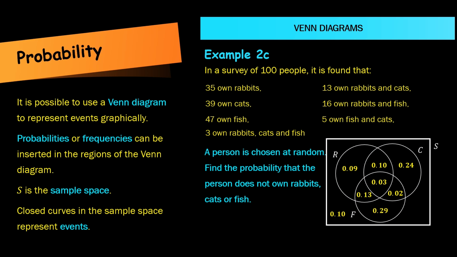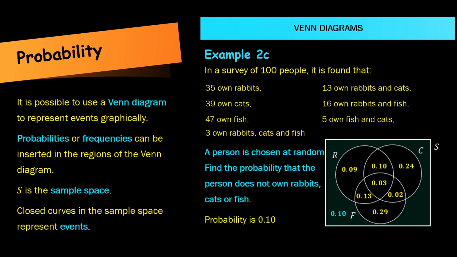And for part C, a person is chosen at random. Find the probability that the person does not own rabbits, cats, or fish. And a person not owning any rabbits, cats, or fish is in this shaded region here, and of course the probability here is 0.10.